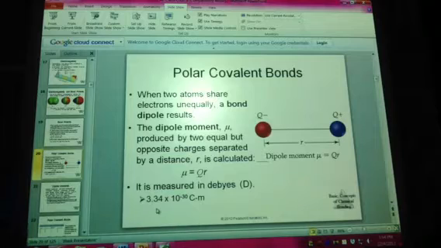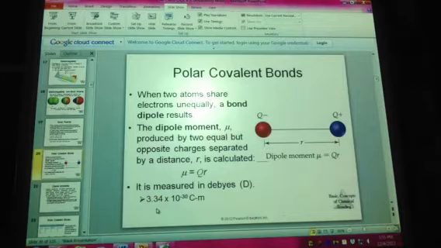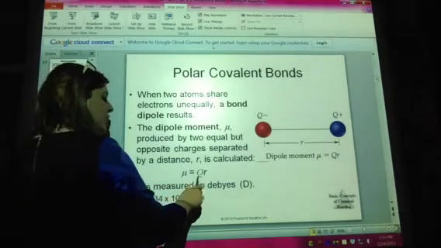We can quantify polarity, and we do that by using something called the dipole moment. We can actually calculate how much polarity there is in an interaction between two charges. When we have two electrical charges, they could be of equal magnitude but opposite in sign, separated by some distance. That's where we have a dipole established. So our dipole moment has a particular formula, and that is mu equals QR.